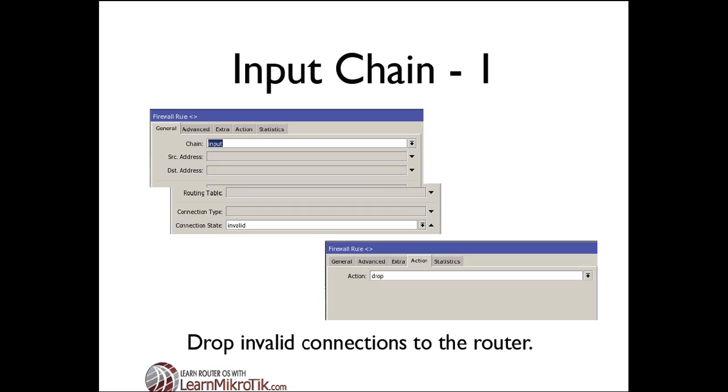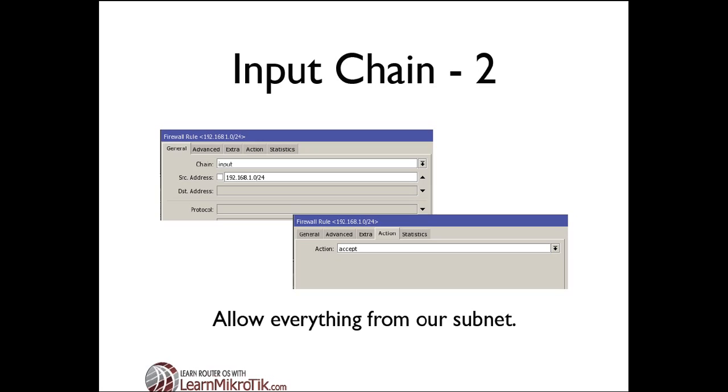Here's the first rule. So we're going to match the chain input here. So this is any packets going to the router itself. And if you'll notice, we have selected a connection state of invalid. So any invalid connections to this router, the action is going to be to drop. So we're going to get those out of the way just right off the bat. The second rule we're going to create is also on the input chain, but now we're going to say any packets coming from our local area network of 192.168.1.0/24, we will accept those packets.